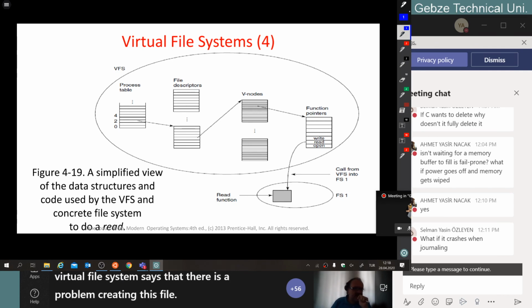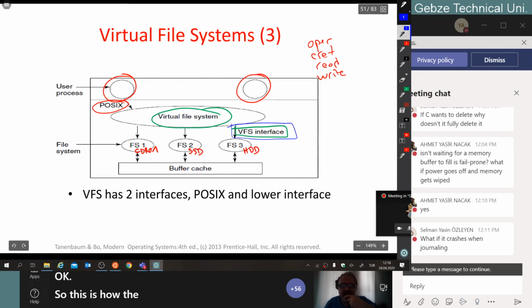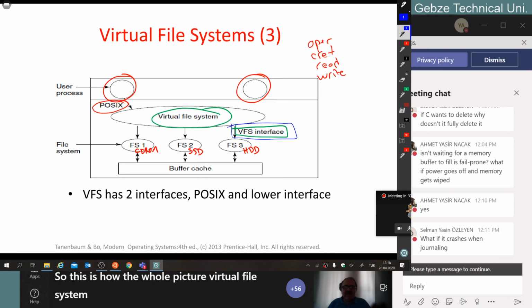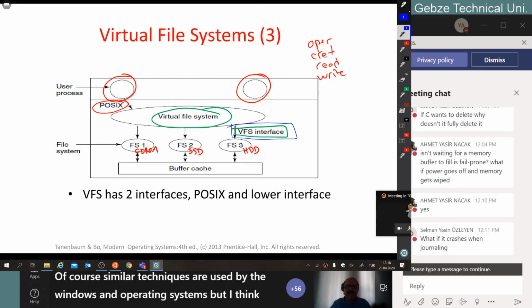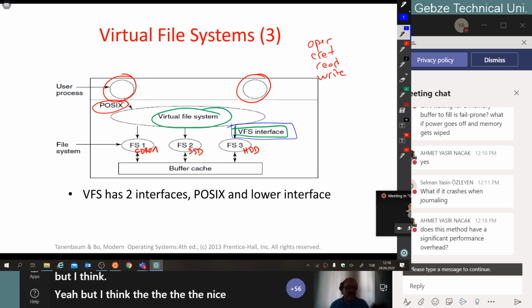Okay? So this is how the whole picture of virtual file systems works, and this is practically used by the Unix operating system. Of course, similar techniques are used by the Windows operating systems, but I think this is a nice solution to be present in a single page.